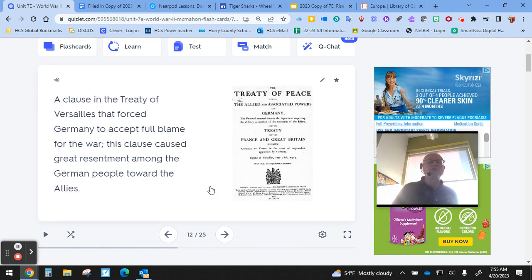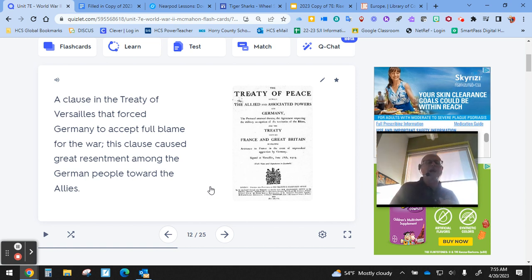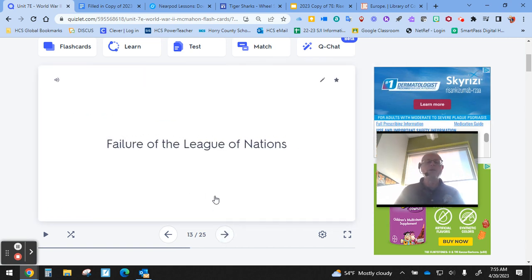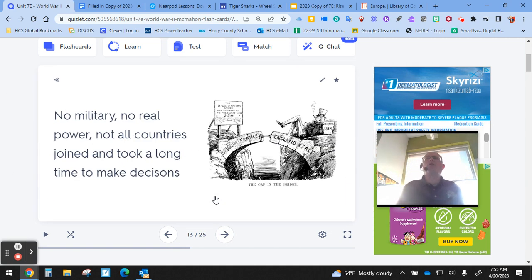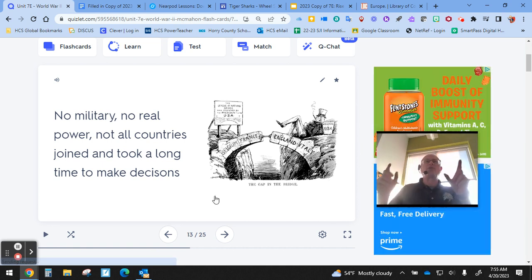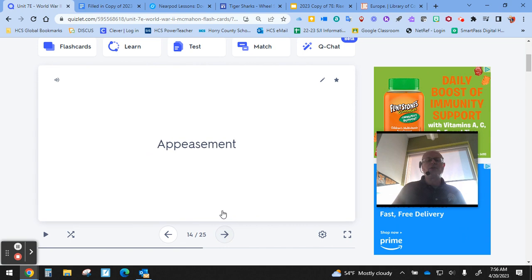The guilt clause. This is from the Treaty of Versailles, what causes the rise of Hitler. Treaty of Versailles, which caused a lot of problems in Germany, that Germany had to accept blame for all of World War I. The League of Nations. After World War I, a League of Nations was set up, similar to our United Nations. This was supposed to stop World War II, but it was a failure. It did not stop the aggression of countries against others.